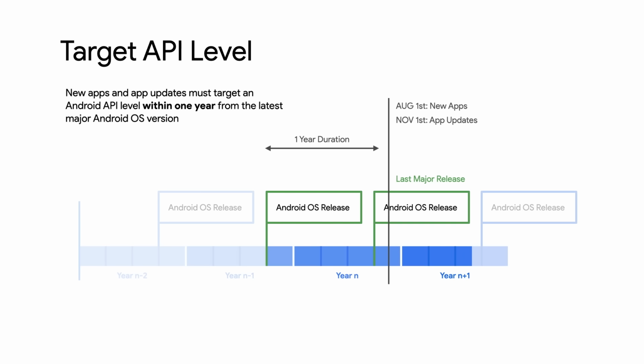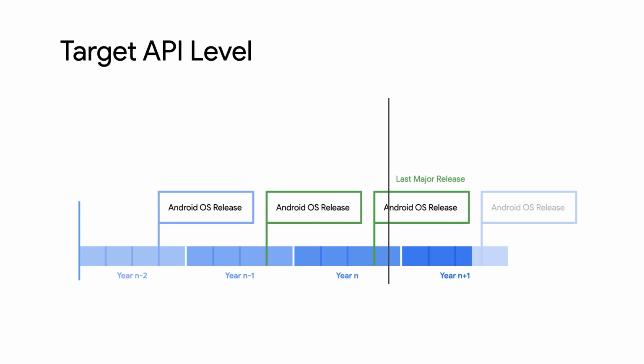So we already require new apps and app updates to target Android API level within 1 year of the latest major Android OS version release. New apps and app updates that don't meet this requirement are blocked from submission in the Play Developer Console. Today, we're launching a new policy to further protect users.